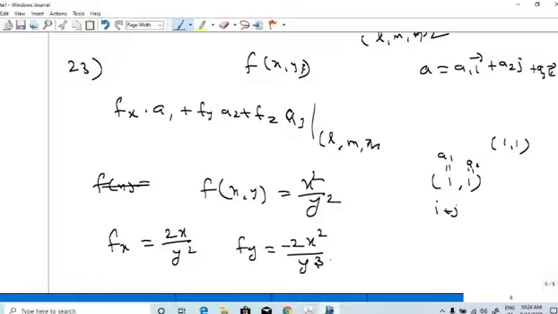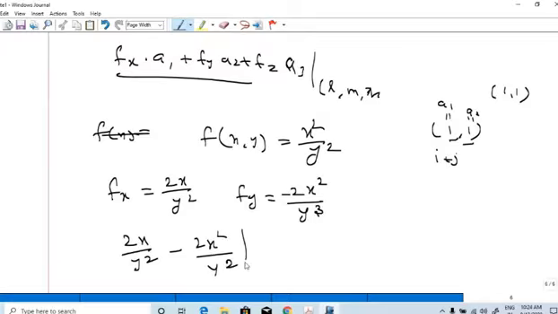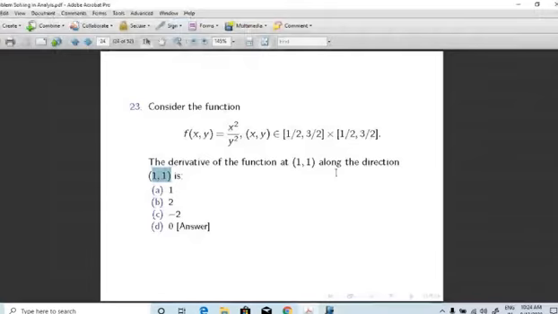Okay. So this is fy. Now we have to take the dot product. Here a1 is 1, a2 is 1. Therefore fx into 1, so just 2x by y square, minus 2x square by y cube. Now at the point (1, 1), substitute x equal to 1, y equal to 1, we get 2 minus 2. Therefore 0. Therefore 0 is the directional derivative of the function along the direction (1, 1) at the point (1, 1).